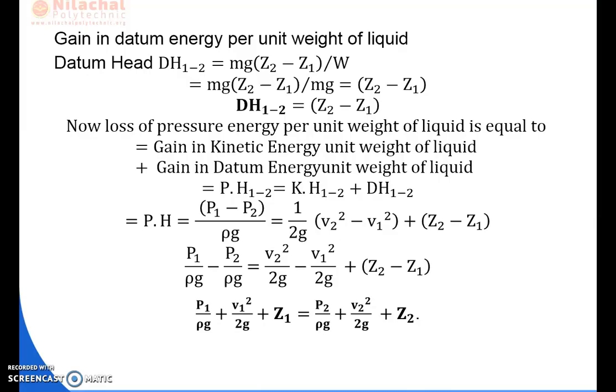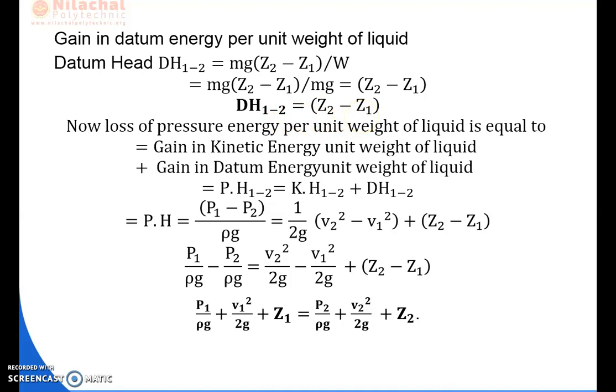Similarly, there is a gain in datum energy also taking place. Due to the difference of height, the center of pipe is at a distance from ground level and it is at different heights, so we are going to see that the change in datum energy is also mg (z2 minus z1), and the datum head is equal to datum energy by weight. So mg (z2 minus z1) divided by weight, and W is equal to mg. So mg cancels out. So change in datum head is equal to z2 minus z1.